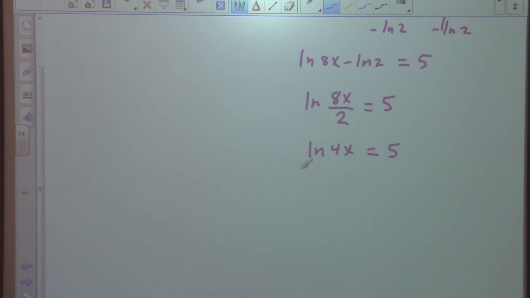No, no. What do we do to get rid of ln? It's not 4x. What do we do to get rid of ln? Yes, put it to the fourth power. Do you add ln 4x to the other side? Put it in front. ln is log base what?